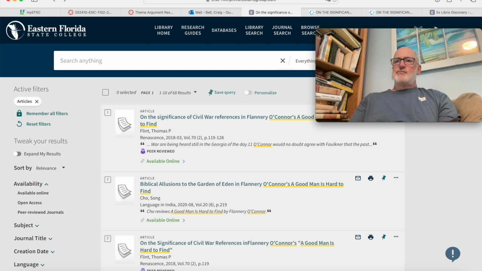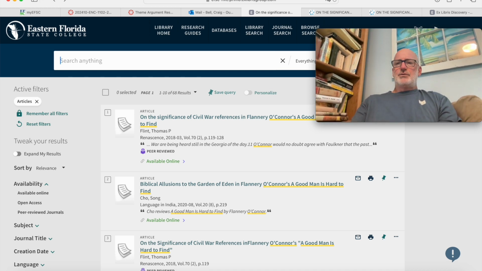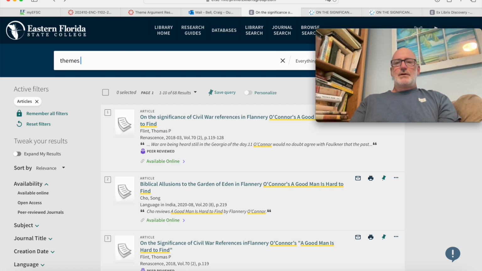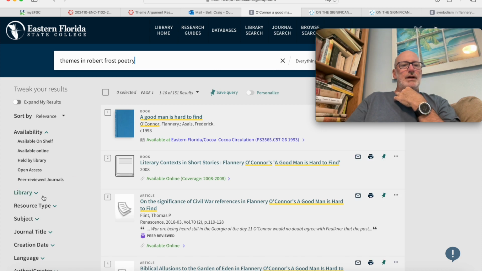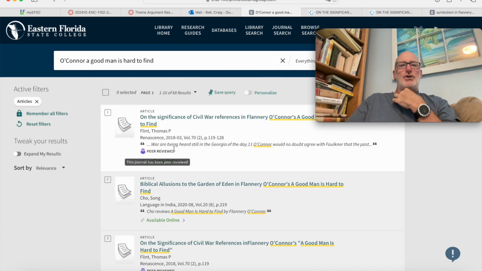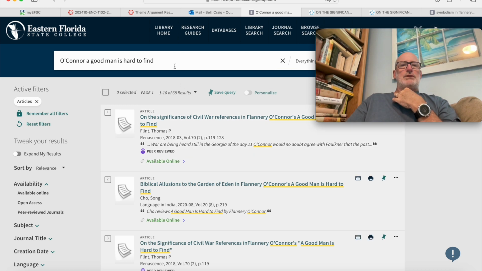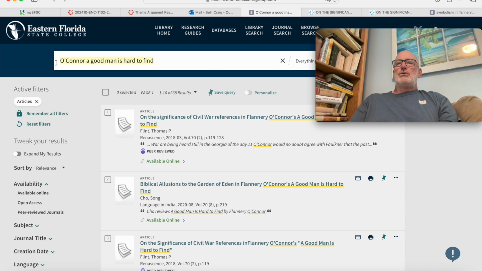Let's go just, this is the point in a classroom where I say, what do you guys want to look up? Let's go with themes in Robert Frost poetry. Okay, I'm a big articles kind of guy. Nope, that's not what I wanted. Okey doke.